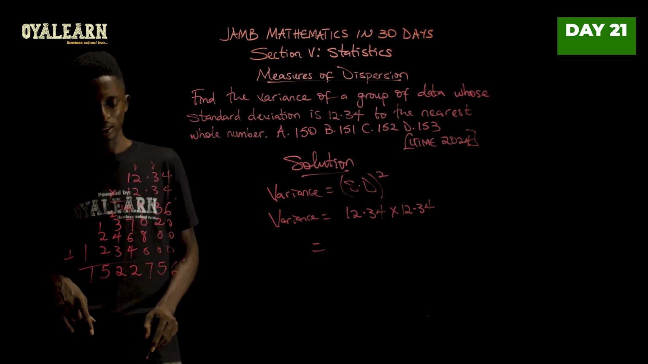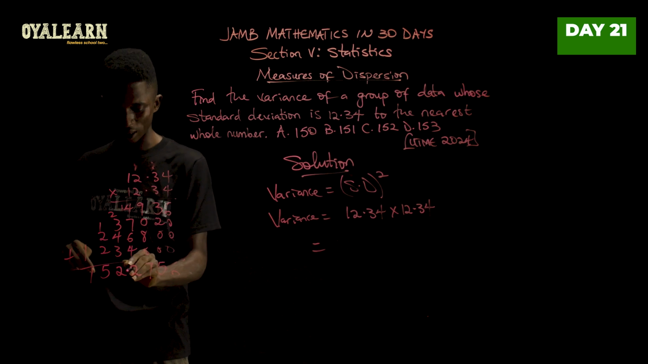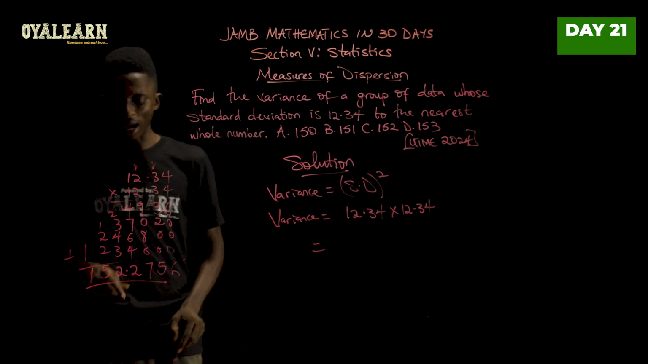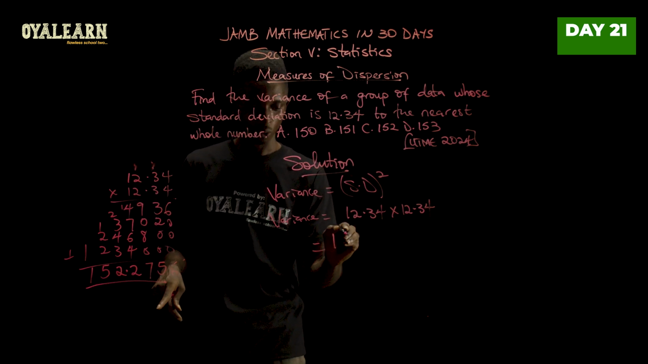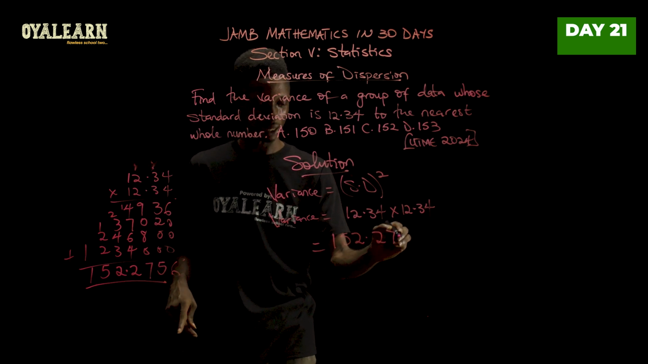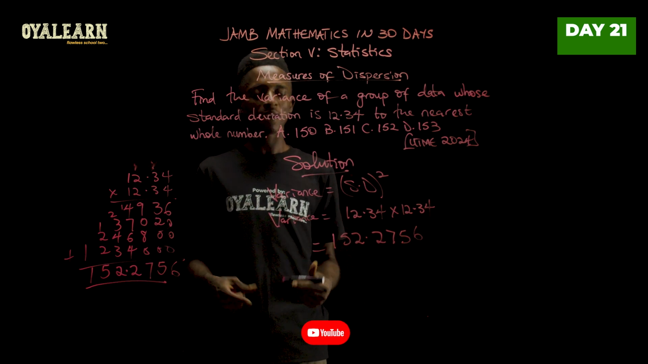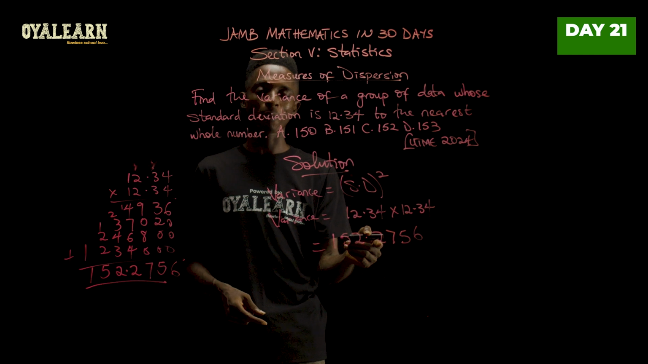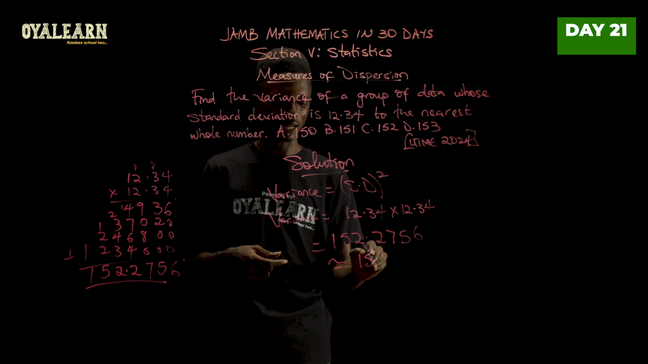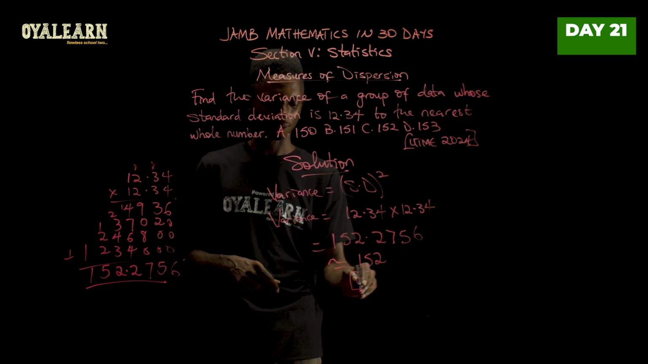And this is 1. Now, because we multiply like this, we know we're going to have 4 decimal places. So the decimal point shifts to this point. Take note of that. So now what we have is 152.2756. The question says to the nearest whole number. So after the decimal point, what we have is 2, which implies we round down. So it is approximately 152. So the correct option is C.